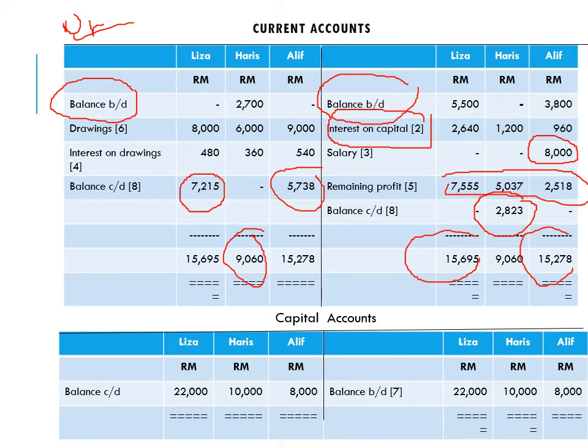Let's take a look now at the capital accounts. How do you get this amount? It's basically from the question. If you check the question, it's stated that their capital accounts are 22,000 for Lisa, Harris would get 10,000, and Alif's capital balance is actually 8,000. There are no capital transactions in the capital accounts, therefore the debit balance and the credit balance are equal.